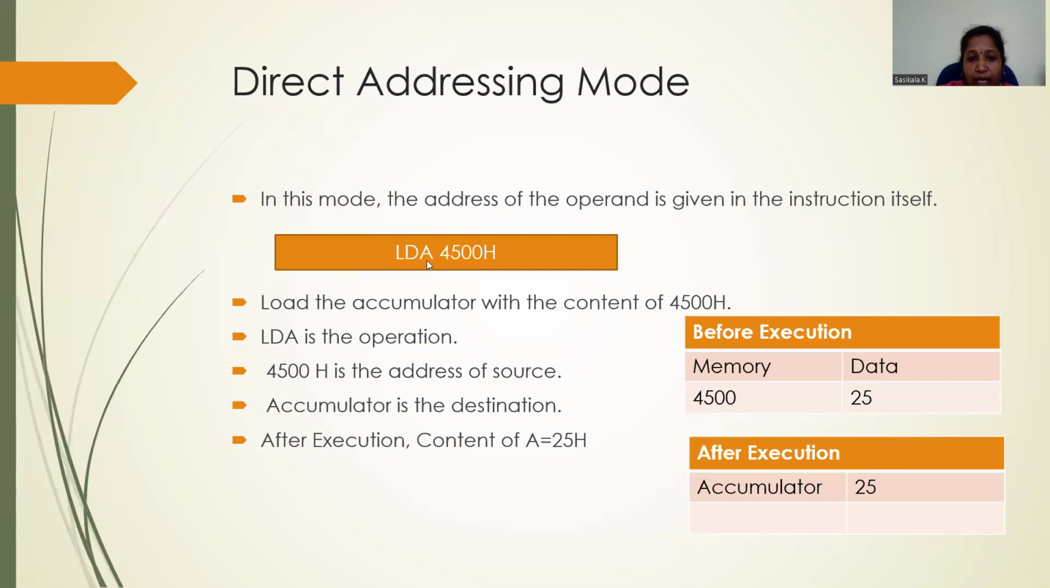Here, I have given the instruction LDA 4500. The meaning of LDA is load the accumulator with the content of 4500. For example, before execution, the memory location 4500 has the data 25. Now this 25 is loaded in the accumulator. So after executing this instruction, the accumulator will have the data 25. Here LDA is the operation, 4500 is the address of the source, and the accumulator is the destination.